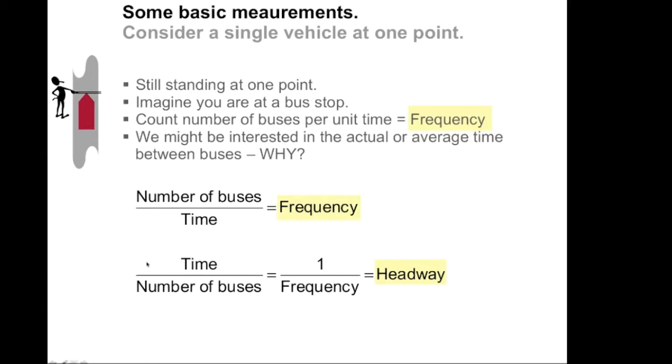And if we think about here the time divided by the number of buses, that is the inverse of frequency, just the inverse of this equation here. So 1 over the frequency we call headway. So the time between buses is called the headway. So 4 buses per hour, what would the headway be there? Actually, it would be 15 minutes. So you can think about the relationship between frequency and headway when considering public transportation.